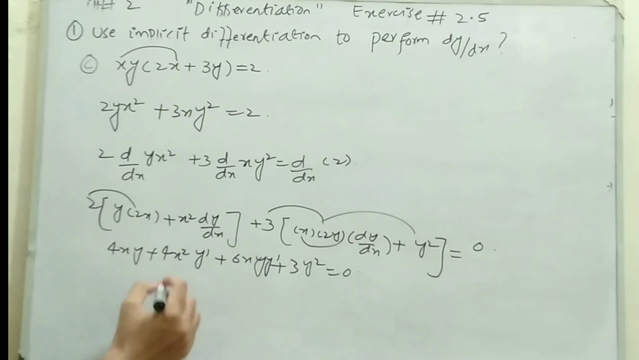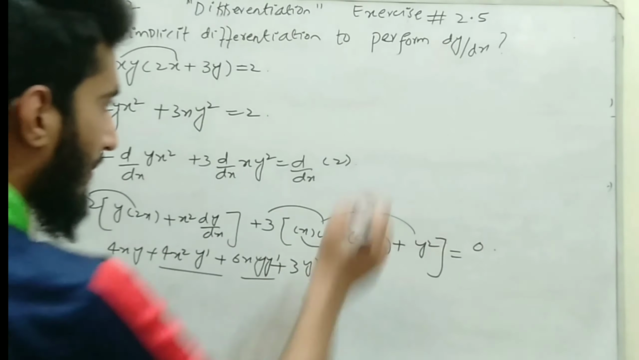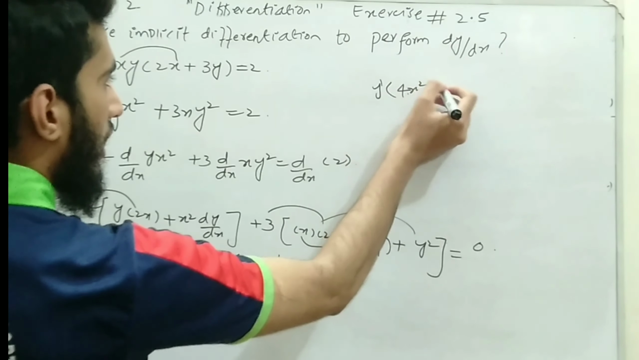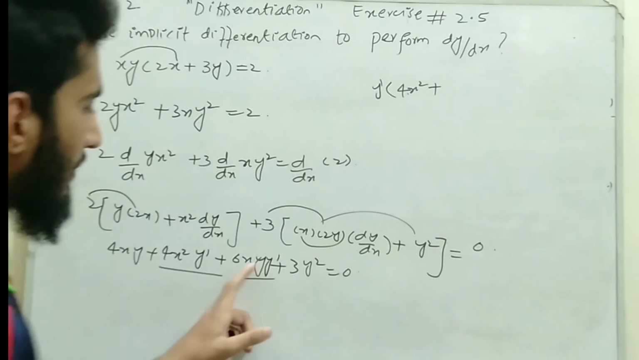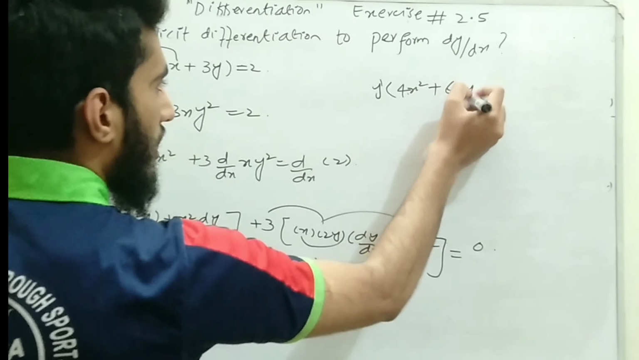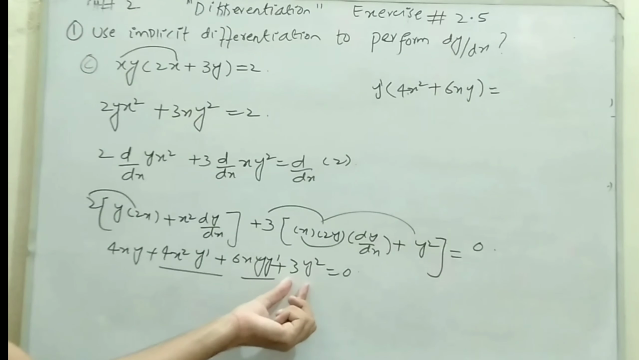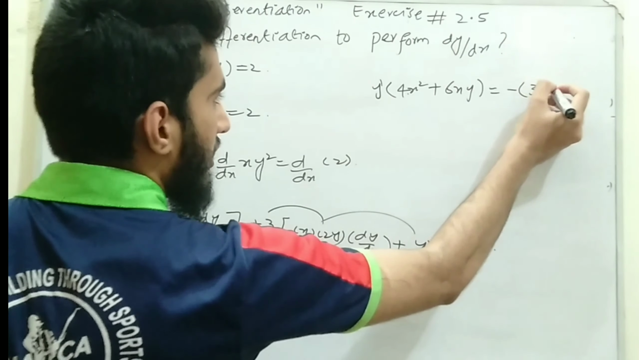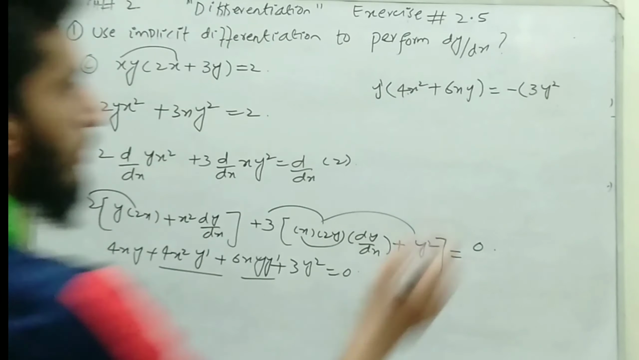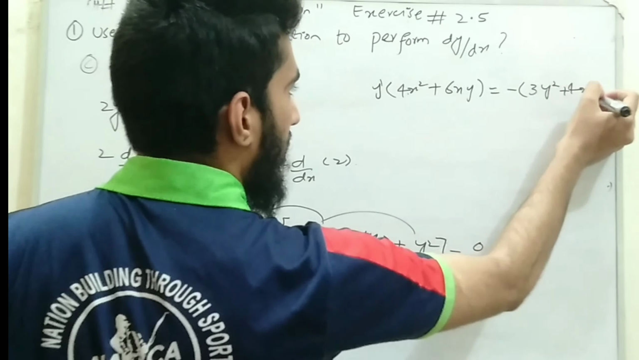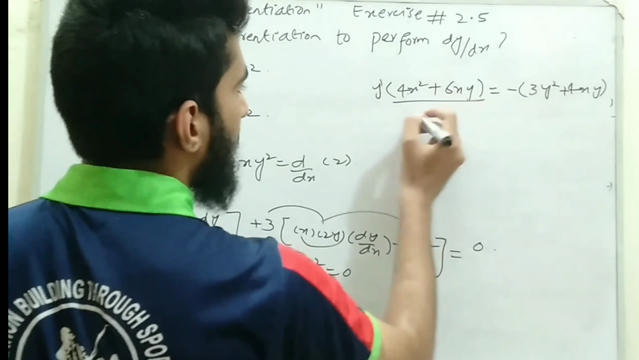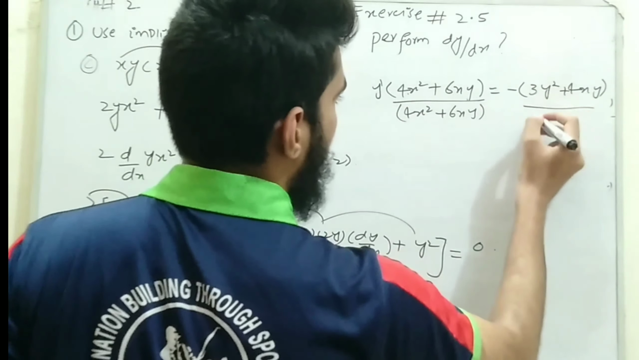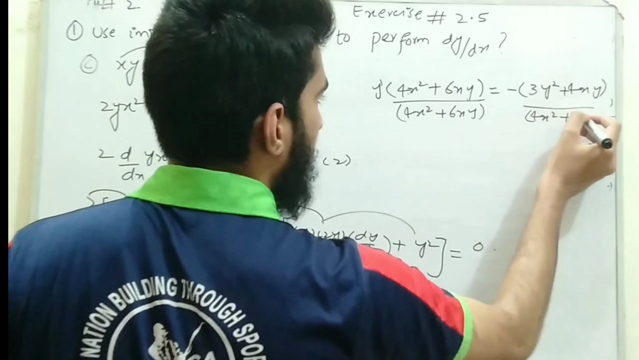Now after this step we will take out y dash common from over here, so inside we are left with 4x square, and here if I take out y dash common, we are left with 6xy. After this, shift 3y square and 4xy to the right hand side and take out negative common, so inside we are left with 3y square and here plus 4xy. Now after this, divide both sides with 4x square plus 6xy to get the required answer.